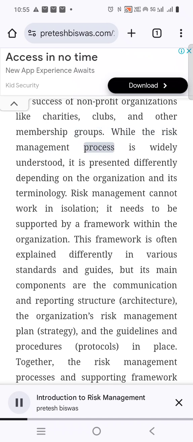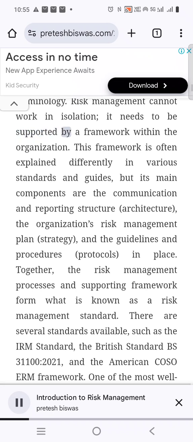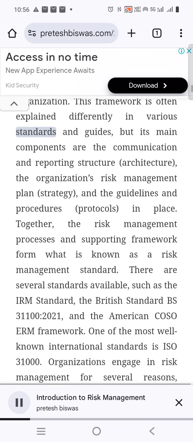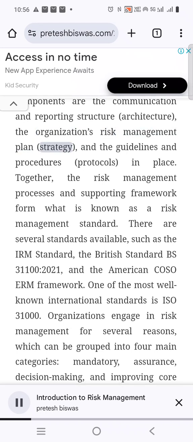While the risk management process is widely understood, it is presented differently depending on the organization and its terminology. Risk management cannot work in isolation. It needs to be supported by a framework within the organization. This framework is often explained differently in various standards and guides, but its main components are the communication and reporting structure, architecture, the organization's risk management plan, strategy, and the guidelines and procedures, protocols, in place.